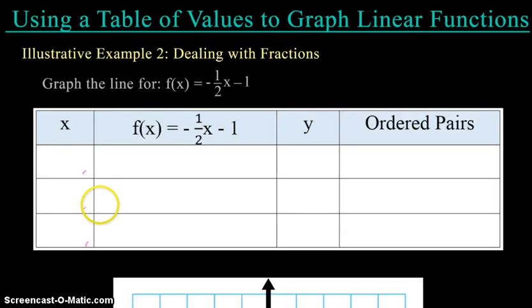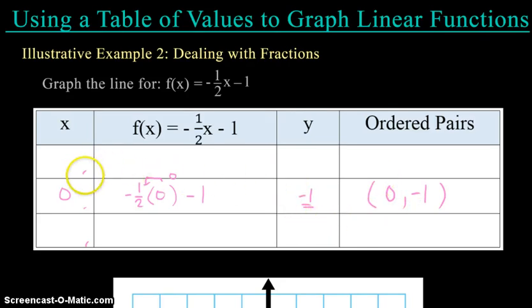At ang unang-unang mong pwedeng ilagay ay 0. Para pag sinubstitute natin dito sa function, meron tayong negative 1/2 times 0 minus 1. So, 0 times negative 1/2 is 0, minus 1. Ang y natin ay negative 1. So, meron tayong ordered pair na 0 at negative 1. Okay? So, whole number yung output natin.